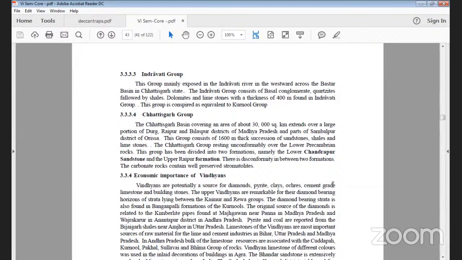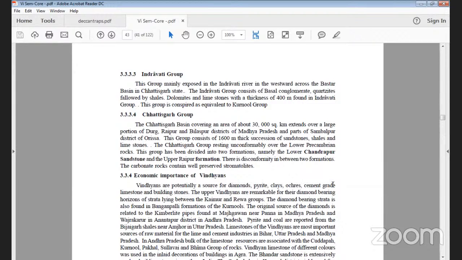The Chhattisgarh basin covers an area of about 30,000 square kilometers, and extends over a large portion of Durg, Raipur, and Bilaspur districts of Madhya Pradesh and parts of Sambalpur district of Orissa. This group consists of 1,600 meters thickness of sandstone, shales, and limestone. The Chhattisgarh group rests unconformably over the lower Precambrian group.